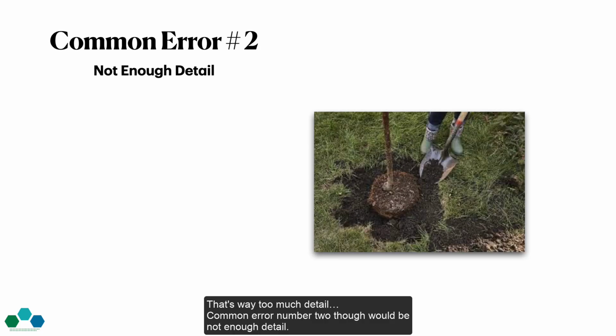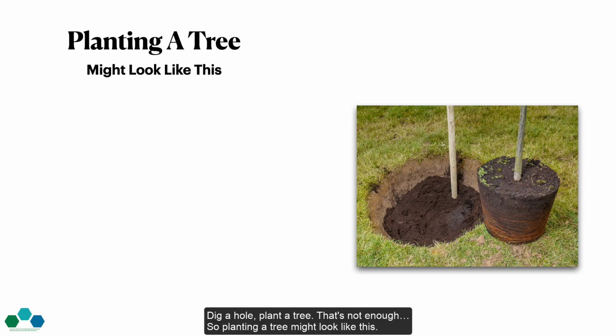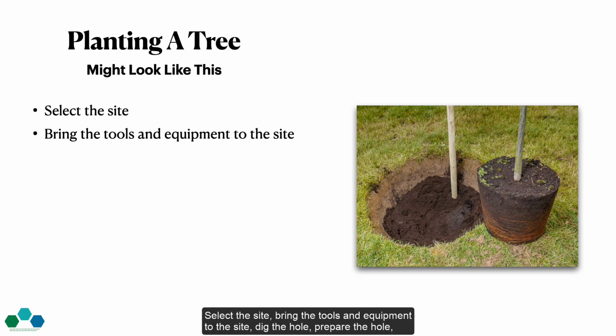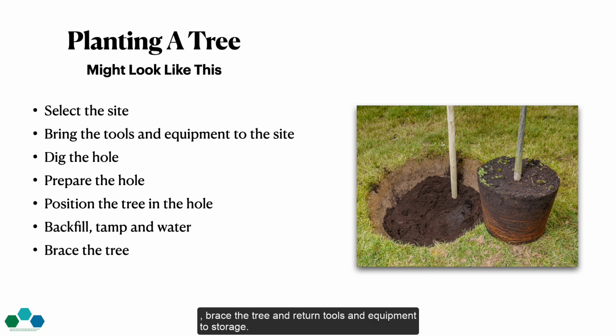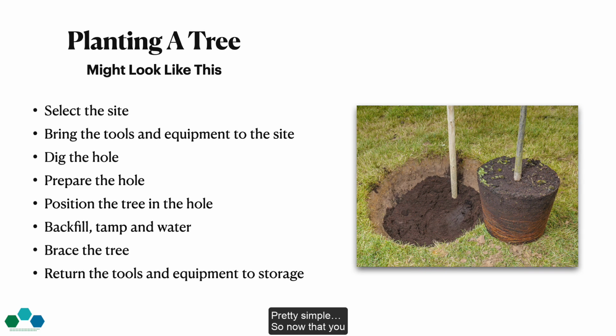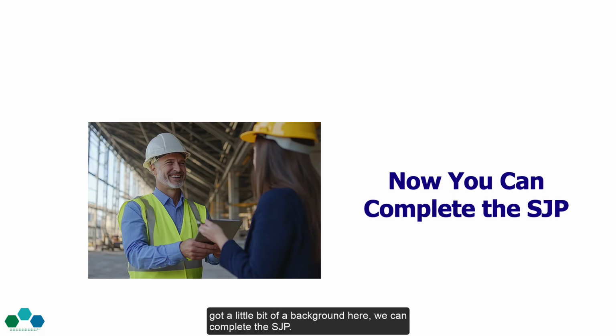Common error number 2, though, would be not enough detail. Dig a hole, plant a tree. That's not enough. So planting a tree might look like this. Select the site, bring the tools and equipment to the site, dig the hole, prepare the hole, position the tree in the hole, backfill, tamp, water, brace the tree, and return tools and equipment to storage. Pretty simple. So now that you got a little bit of a background here, we can complete the SJP.